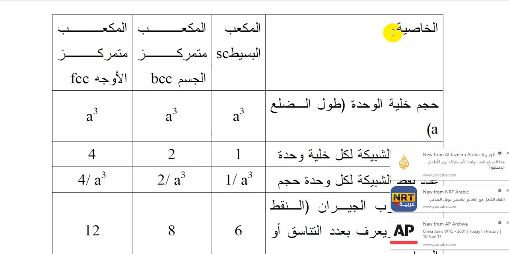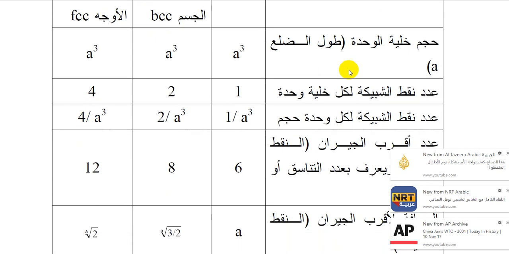The characteristic، الخاصية. حجم خلية الوحدة unit cell size، lateral length A، يعني طول الضلع A. بالمكعب البسيط طول الضلع A cubic in the SC. In the BCC the lateral length is A cubic as well as in the FCC lateral length is A cubic. عدد نقاط الشبيكة لكل خلية وحدة, amount of lattice points for each unit cell.